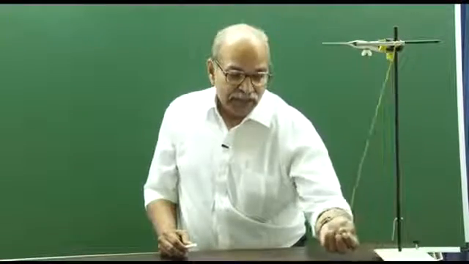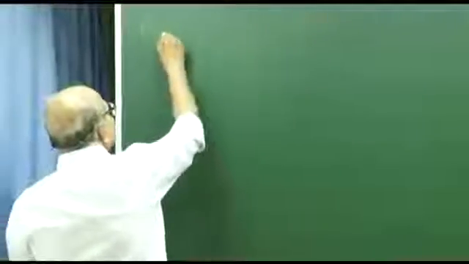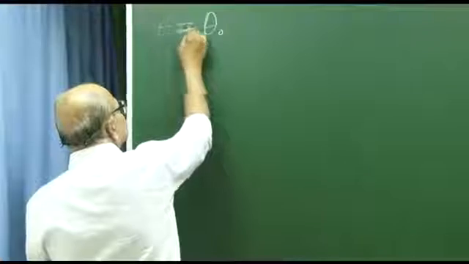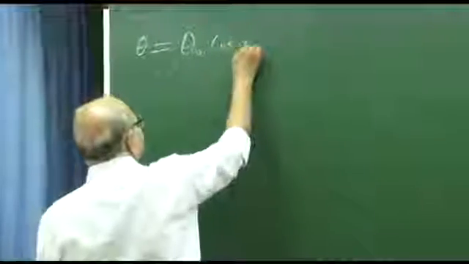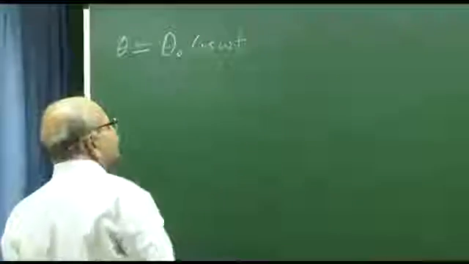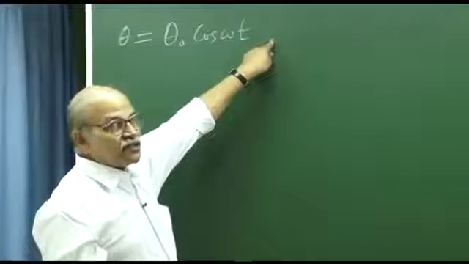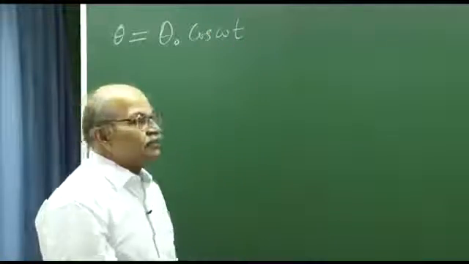If you write the equation for displacement, let us write for theta, theta equal to theta naught, which is the amplitude, and some, let us say, cos omega t. You can write sin omega t, you can write cos of omega t plus some angle phi which is constant, does not depend on time, and so on. So, this kind of equation you write.